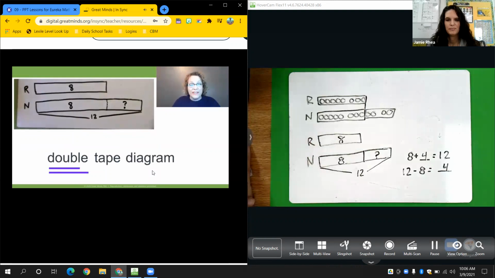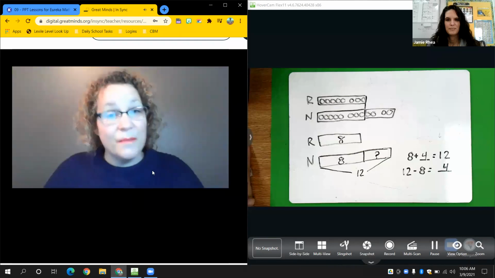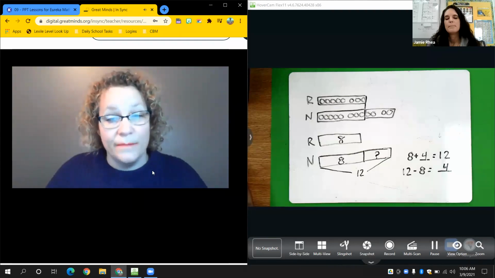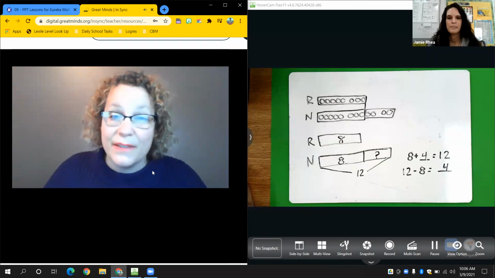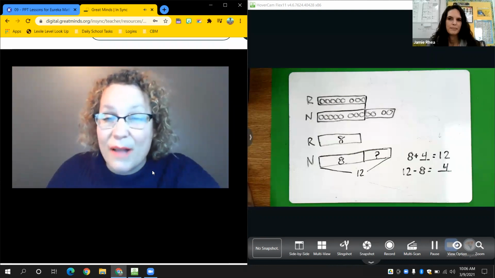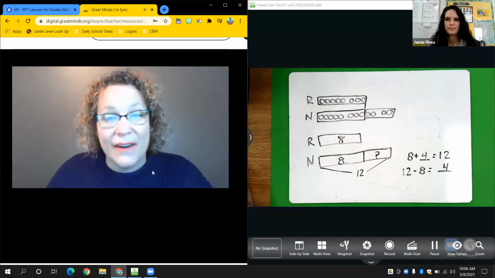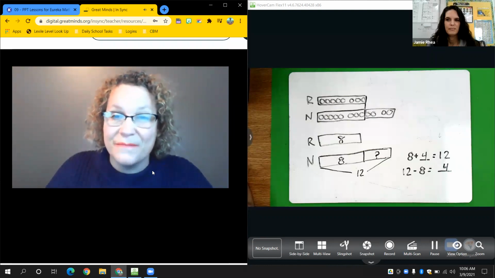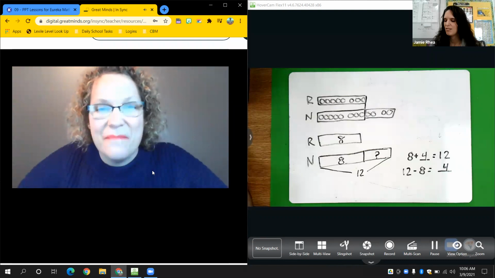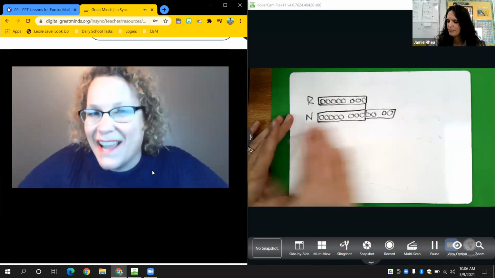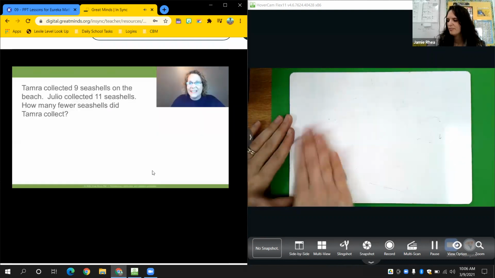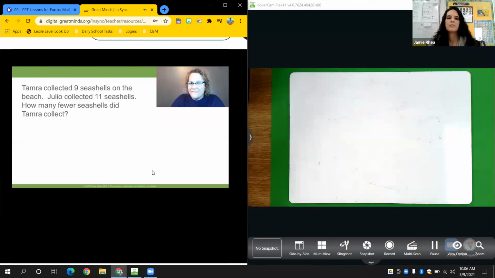In fact, the whole purpose of a tape diagram, any tape diagram, is to help you understand the math and solve the problem. Sometimes drawing two tapes is helpful. Sometimes drawing one tape is helpful. The key to solving problems is to make a tape diagram that makes sense to you. Are you ready to challenge yourself by drawing a double tape diagram? Let's try the problem together.